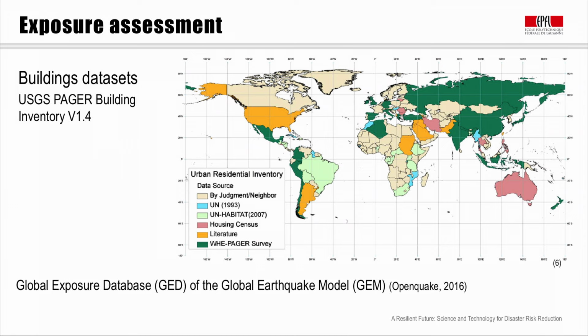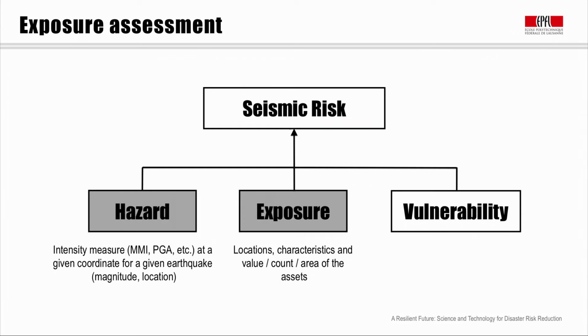Finally, reference should also be made to the Global Exposure Database of the Global Earthquake Model, which I will also introduce in this video. The database structure is made for accommodating buildings and people data from the country level to the individual building level. In the first version, the information on people and the number, built area, and reconstruction cost of residential and non-residential buildings is aggregated at a 1 kilometer resolution. Data on single buildings are accessible for some areas. This availability will become greater with time. In a nutshell, exposure expresses the location's characteristics and the value, count or area of the assets.